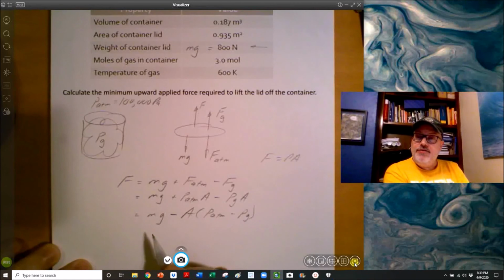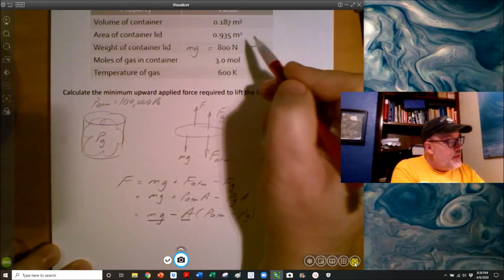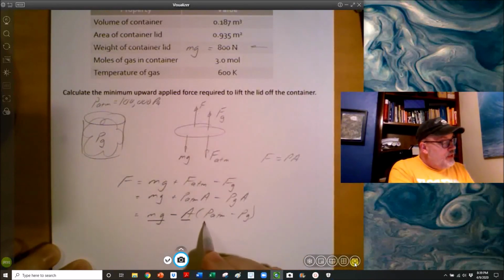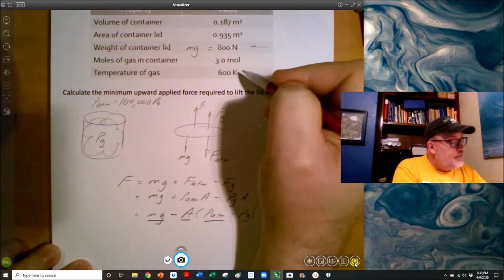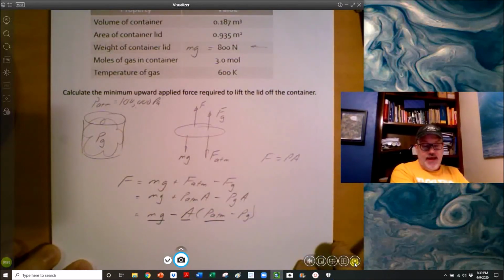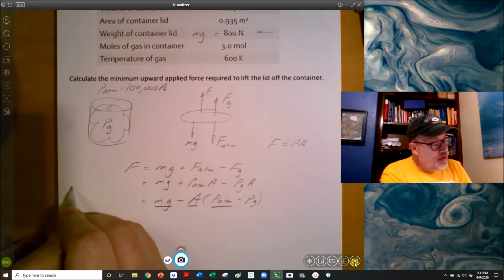Now, let's see, how many of these things do we know? We know this is 800. We know the area, good. We know the pressure of the atmosphere, good. And we don't know the pressure inside the gas, so it looks like we're going to have to calculate that, which is a bummer. So here we go, little sidebar.